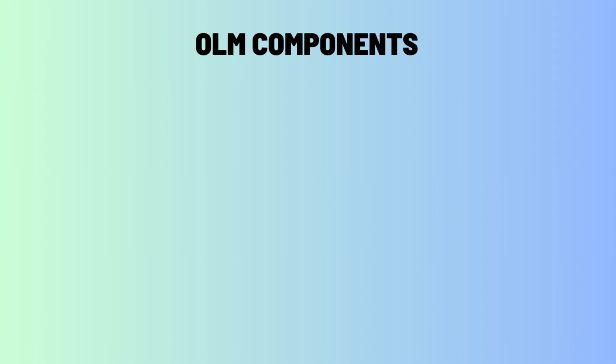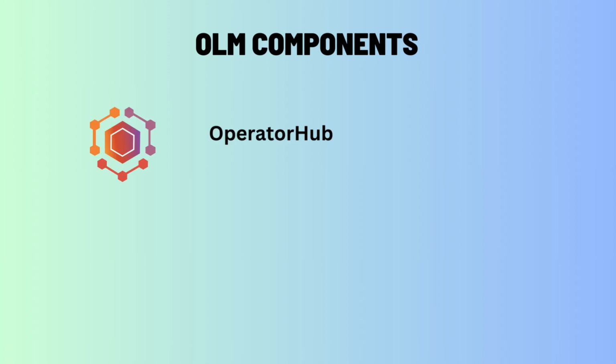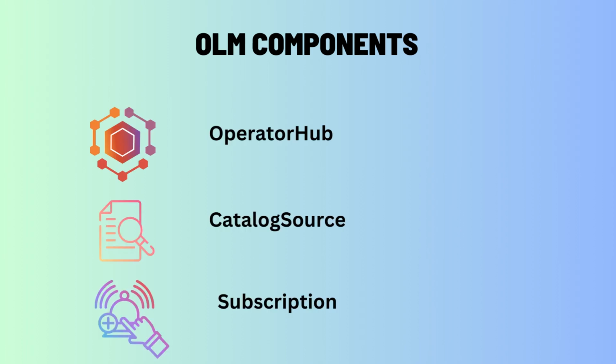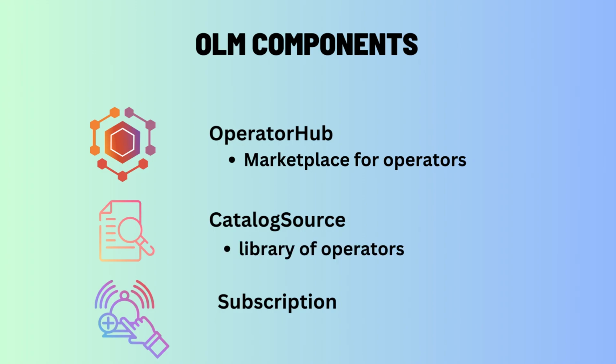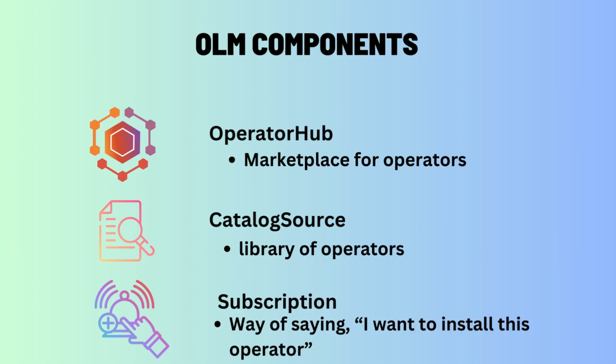Operator Lifecycle Manager consists of three main components that work in harmony: Operator Hub, Catalog Source, and Subscription. Operator Hub acts as your marketplace, showcasing a curated selection of operators. Catalog Source is like your library of operators. It contains information about available operators, their versions, and instructions to install them. Subscription is a way of saying, "I want this operator." It defines which operator should be installed in your cluster and keeps them up to date.